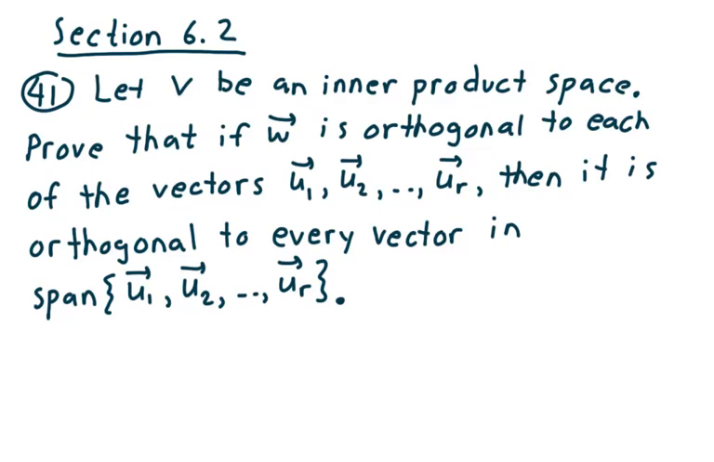This is a video from section 6.2 in linear algebra. Let's take a look at problem 41. Let V be an inner product space. Prove that if W is orthogonal to each of the vectors u1, u2 through ur, then it is orthogonal to every vector in the span of u1, u2 through ur.